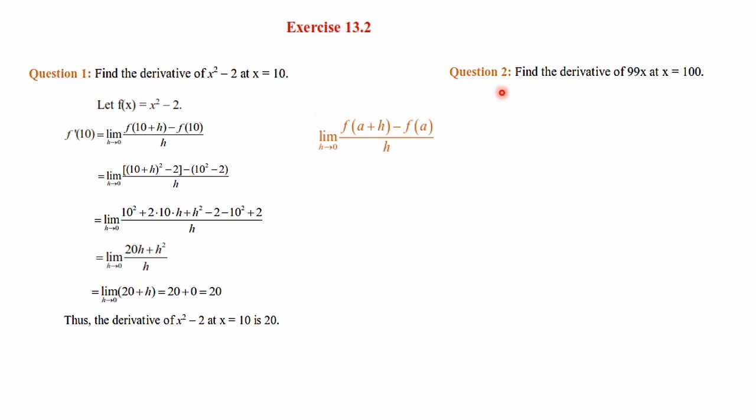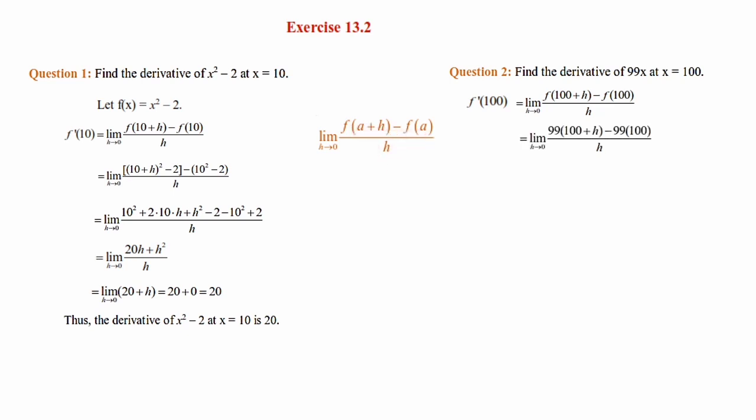Next is question number 2. Find the derivative of 99x at x is equal to 100. Here again, as before, f dash of 100 we have to calculate. This one we can consider as f of x. So f dash of 100 is equal to limit h tends to 0, f of, instead of a, 100 we have to put 100 plus h minus f of 100 by h.